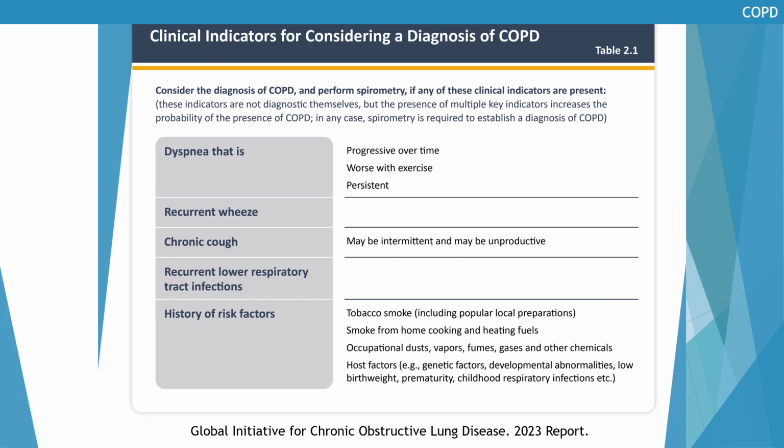Some other things would be asking about the characteristics of their chronic cough, their sputum production, their history of lower respiratory tract infections, assessing for environmental and family histories, exposures to different risk factors, and other childhood factors that may put them at a higher risk of COPD and making that diagnosis more likely.